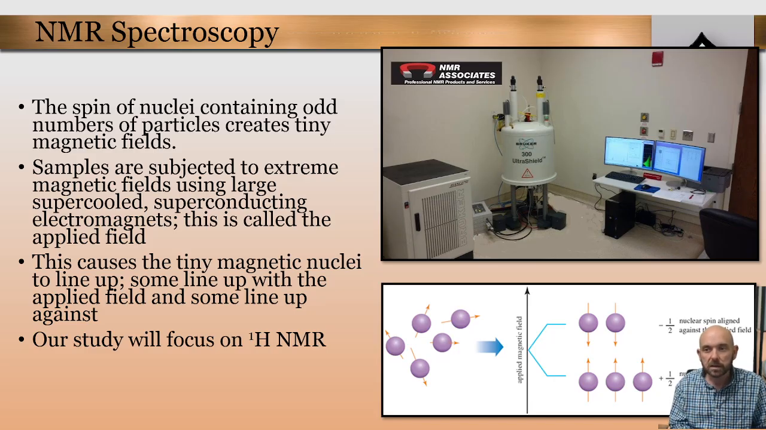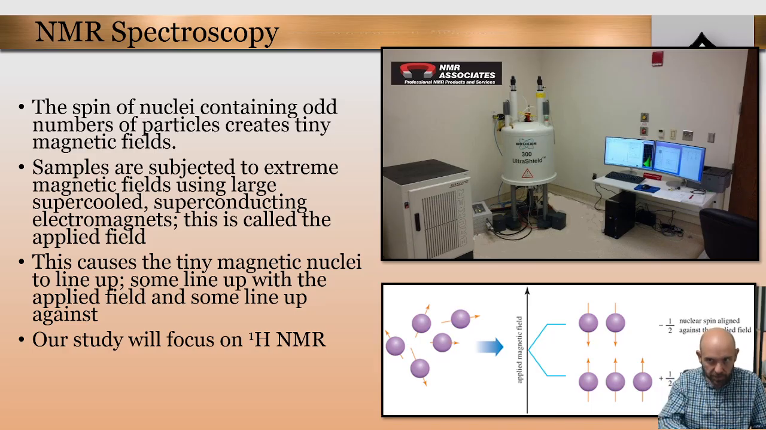And the instruments, the NMR spectrometers, we put these molecules down inside of these spectrometers, and we use them to subject the molecules to an outside magnetic field called the applied field. And because the nuclei of all of the hydrogens on these organic molecules that we put into the machine are behaving as tiny magnets because of their spin, they line up with that magnetic field.